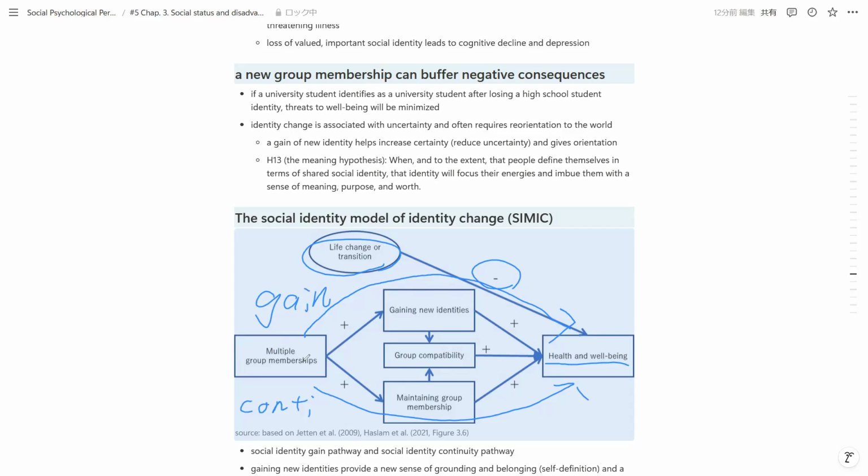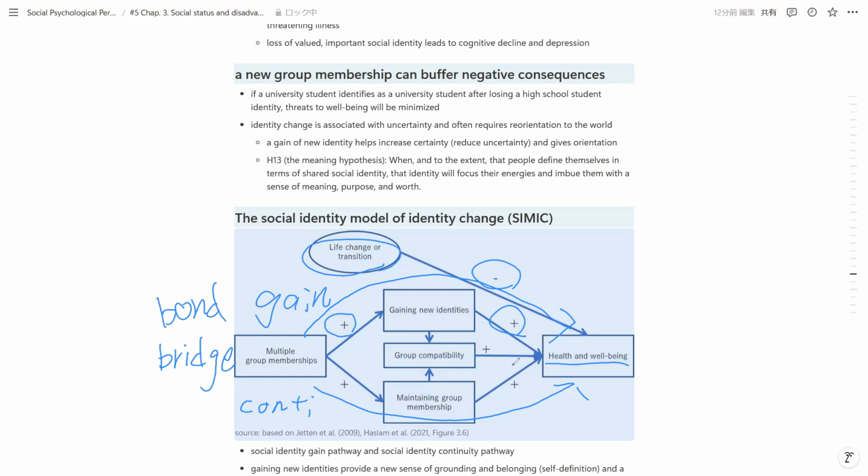So for the gain pathway, if you have multiple group memberships, you're more likely to gain new identities. This is because multiple group membership can function like bonding capital, and the more bonding capital you have, you can exert the power of bridging capital as well. So if you belong to more groups, then you are more likely to identify with a new group. That's a gain in new identities, and gained new identities can be positively related to health and well-being.